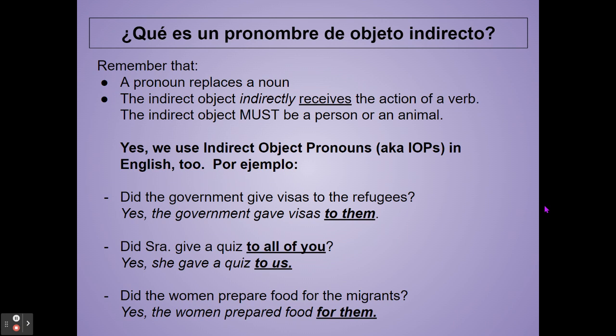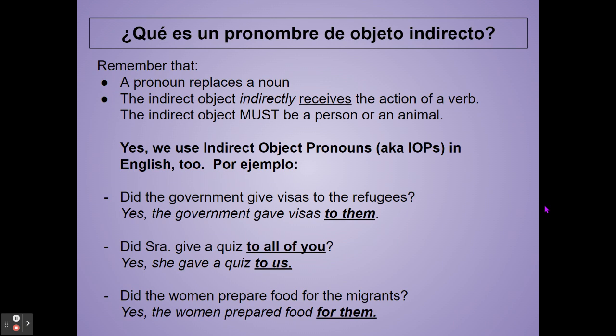Did Senora give a quiz to all of you? Now this one's a little more interesting, and we do have the to all of you as an indirect object pronoun, actually, you guys, you all of you, in the question. However, in the answer, she gave a quiz to us. To us is our indirect object pronoun in the answer, because if someone's absent says, hey, did Senora give a quiz to all of you today? You say, yeah, she gave us a quiz. She gave a quiz to us. So be aware of that.